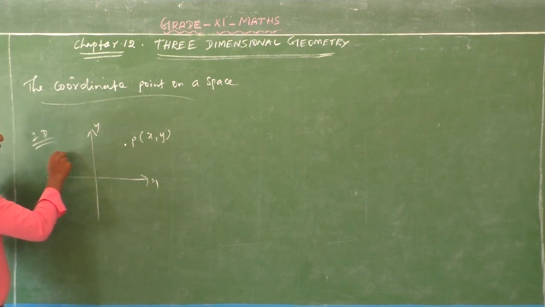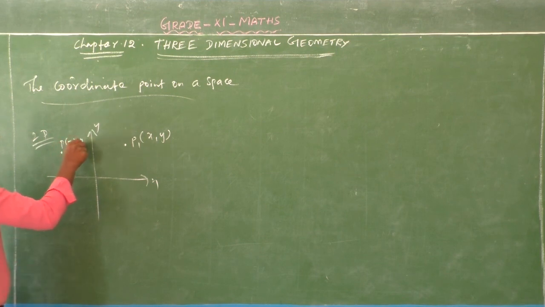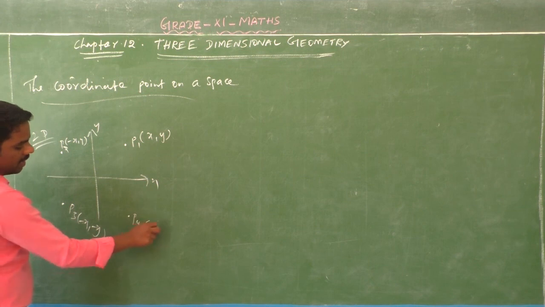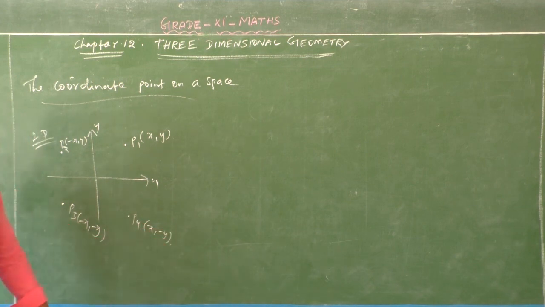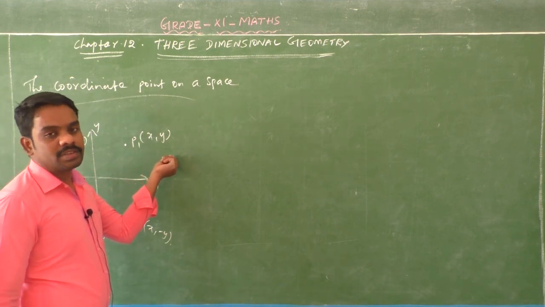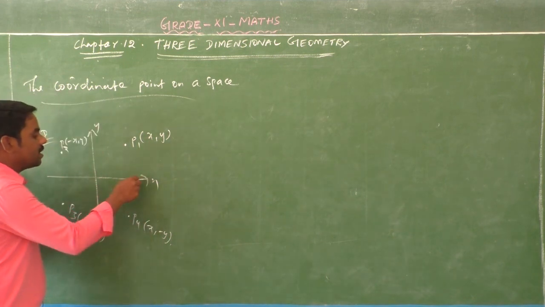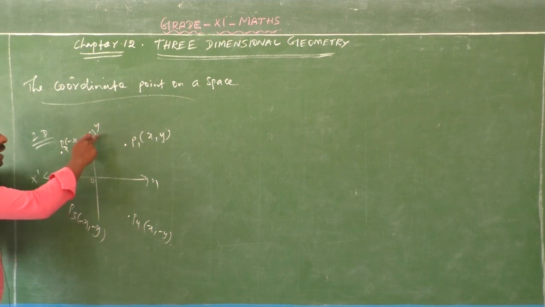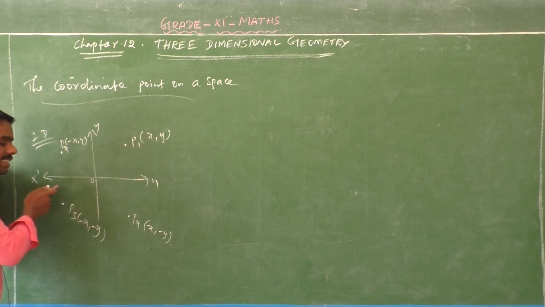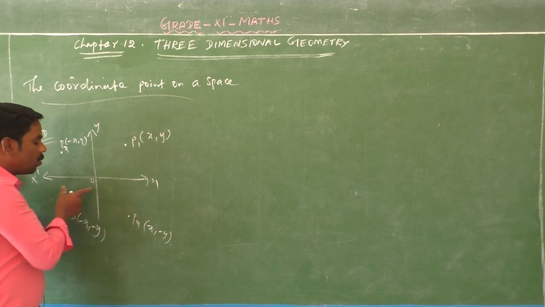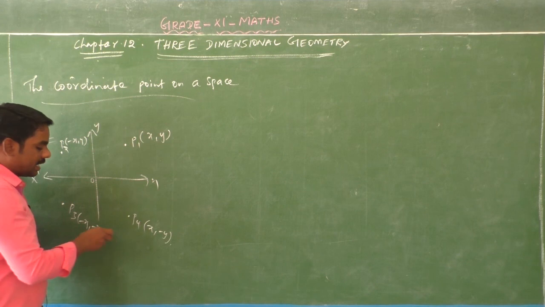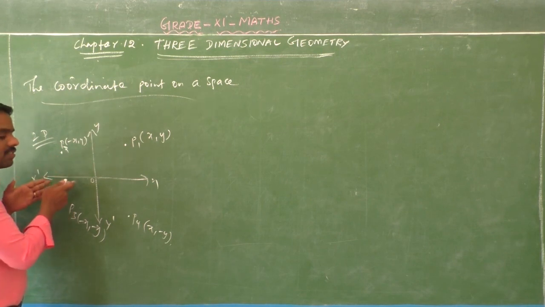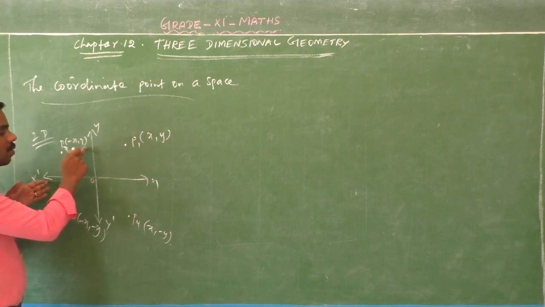Suppose we consider points P1, P2 as minus x, y, P3 as minus x, minus y, and P4 as plus x, minus y. P1 has a positive x coordinate and a positive y coordinate, so P1 lies in the first quadrant of the XOY plane. P2 lies in x dash OY. Here x is negative: OX dash is negative, OX is positive. Similarly OY is positive and OY dash is negative. So this point P2 lies in the second quadrant, since the x coordinate is negative and the y coordinate is positive.